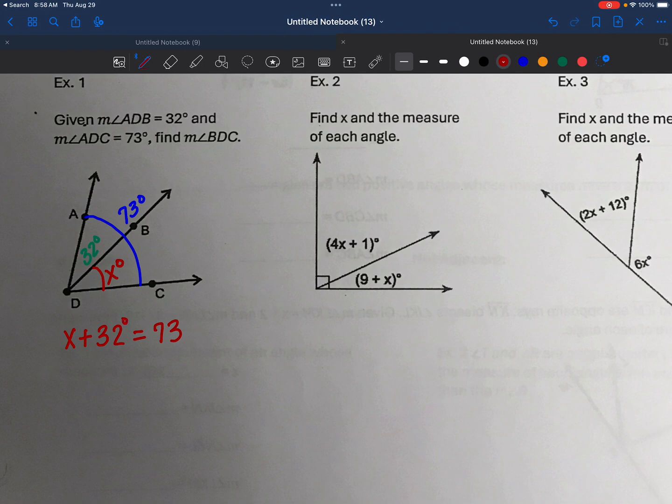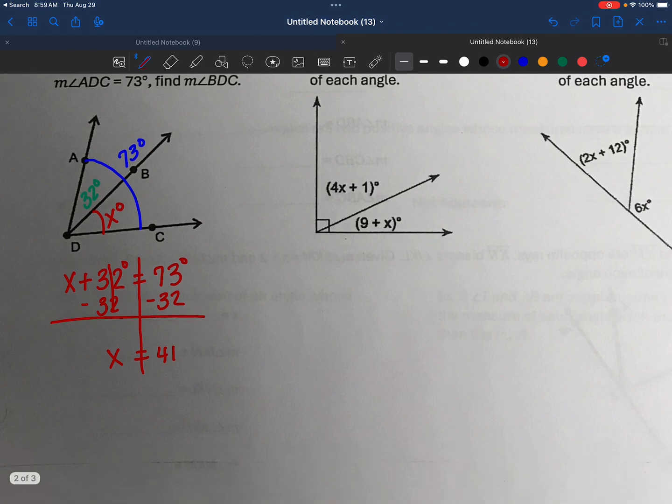Good. Don't forget your equal sign. Okay, you're correct. I'm not going to be overly picky about that, except probably on your answer. Okay, so two angles added together, set it equal to the total. Okay, go ahead and solve that, Austin. Minus 32, X equals 41. Okay, we subtract 32 from both sides to get X by itself. So X is equal to 41.